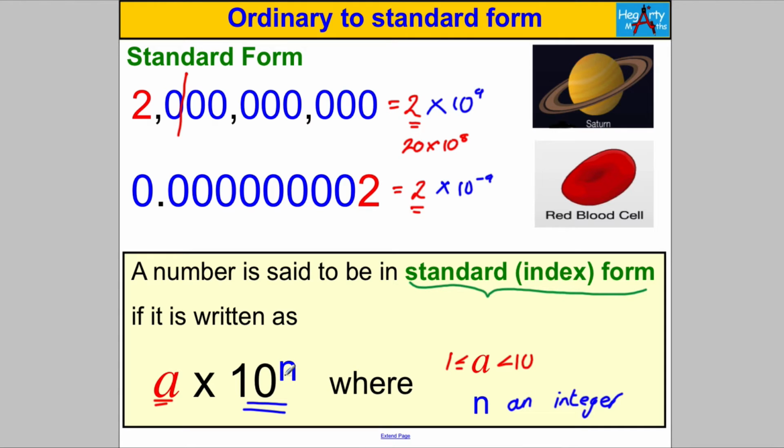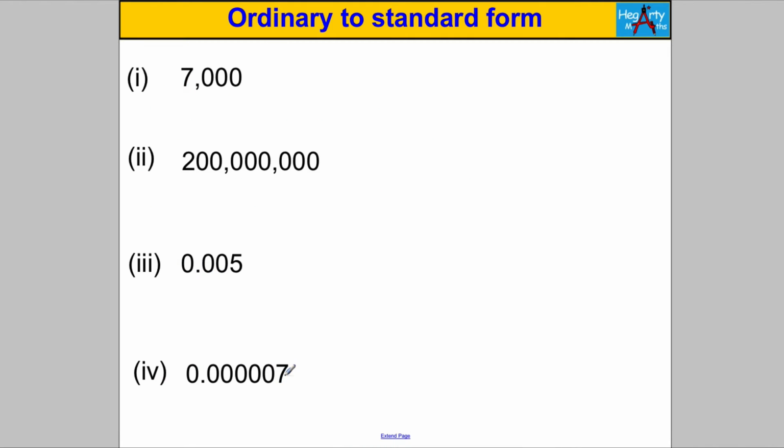Right, I want to show you how to go from an ordinary number to a standard form number. Now say you had 7,000. One way of doing it is to break it up into 7 lots of 1,000. I know 1,000 in power form is 10 to the 3, so this must be 7 multiplied by 10 to the power of 3.